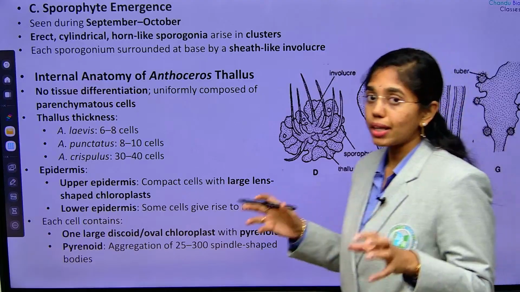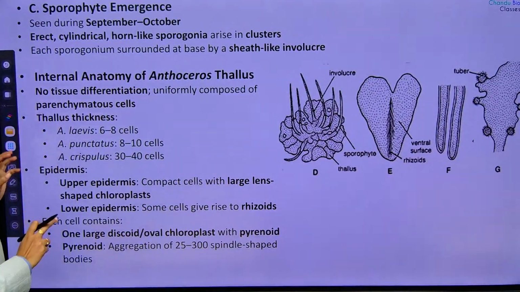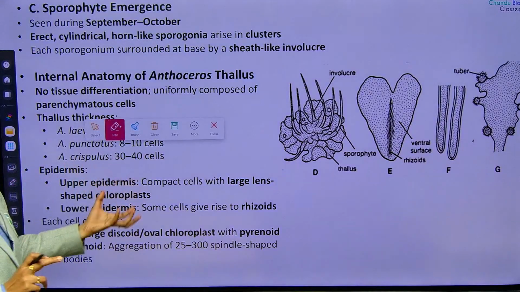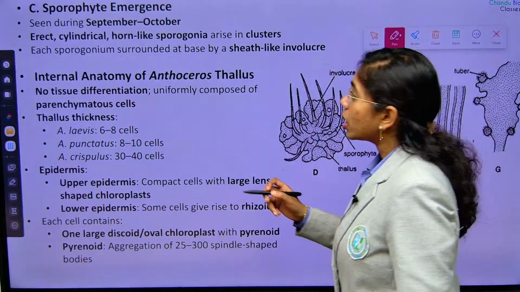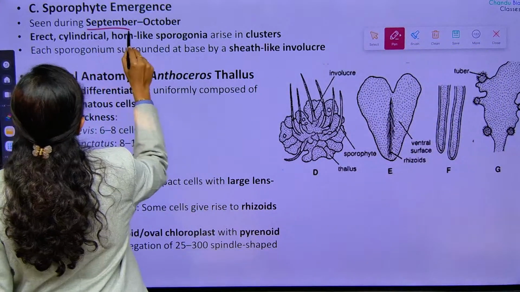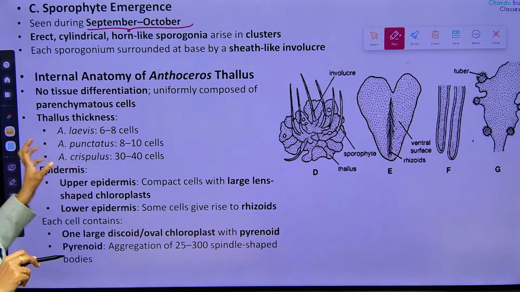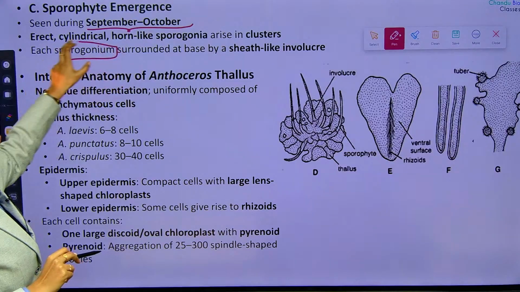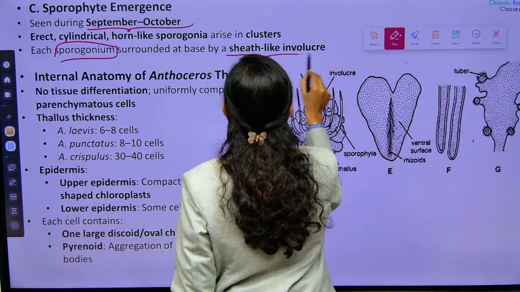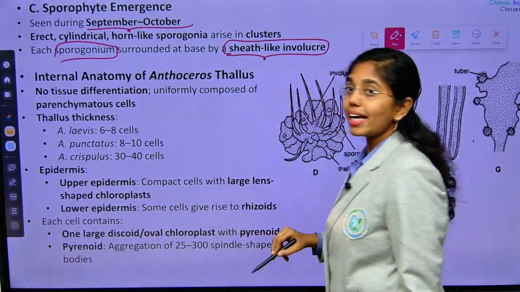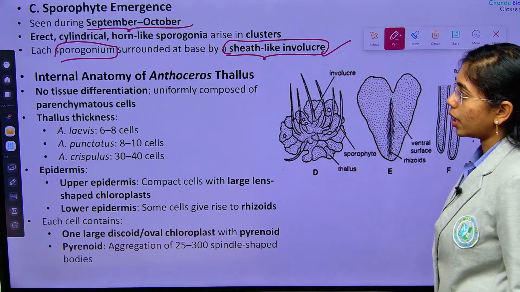Now you have understood the gametophytic structure. You should know clearly the sporophytic structure and how the sporophyte emerges on the gametophyte. Look here. The sporophyte is observed during the September to October months, and these are erect cylindrical structures. Each sporangium has a sheath-like involucre at the base.